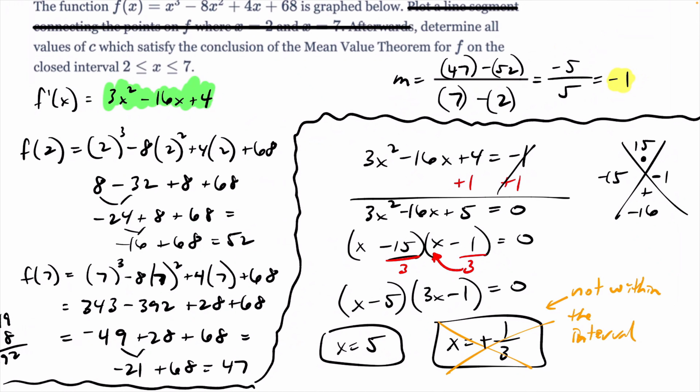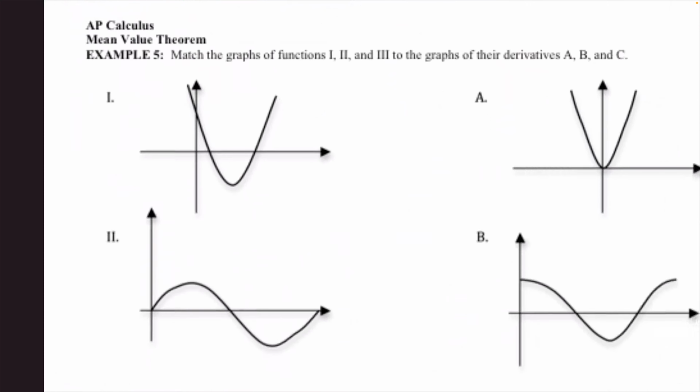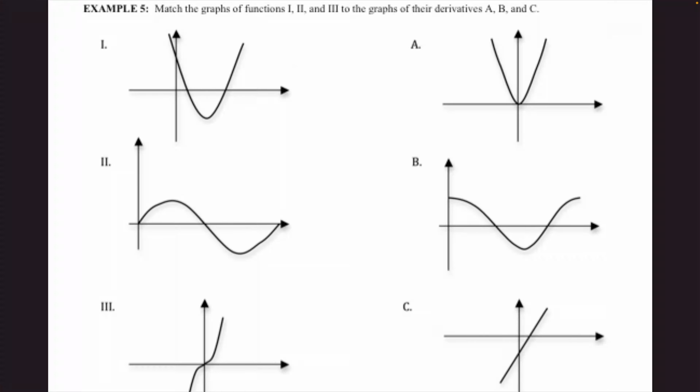What do they look like? How are they created, right? The only graphs of derivatives that we've done are sine and cosine. Roman numerals 1, 2, and 3 are the original graphs. So those are all the f of x's. A, B, and C are f primes. Which one goes with which?